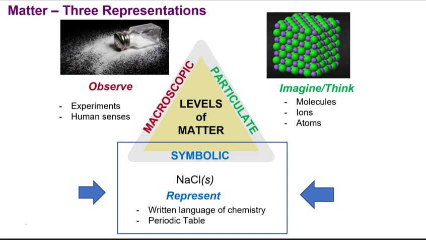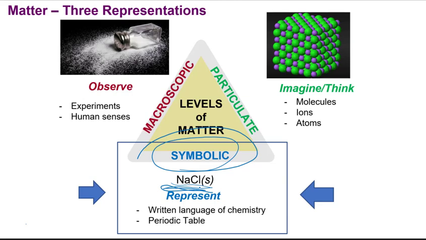Then we have our symbolic level. Chemists carry out experiments at the macroscopic level, but they think about chemistry at the particulate level. They then write down their observations as symbols. The formulas such as H2O for water, or NH3 for ammonia, or NaCl, sodium chloride, for salt. The drawings that represent the elements and compounds involved. This is a useful perspective that will help you as you study chemistry.